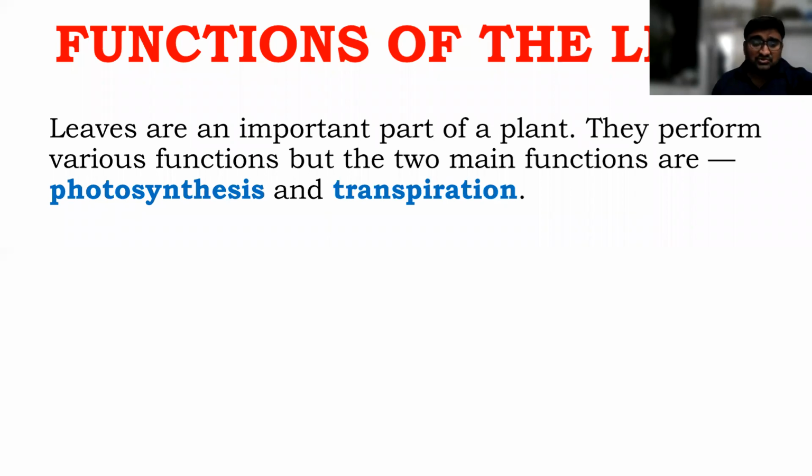Now we will study the functions of the leaves. The leaves have the most important function, that is to carry out the preparation of food in the presence of light. That is known as photosynthesis. Leaves are majorly involved in the process of photosynthesis. They prepare the food, and that food is stored in the leaves in the form of starch. And the second function is transpiration. The water from the leaves is lost in the form of vapors to the atmosphere, and that process is known as transpiration.